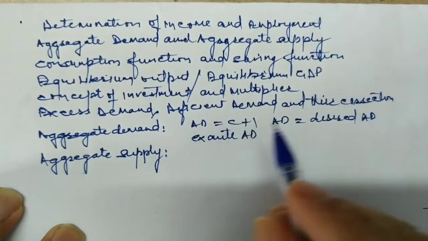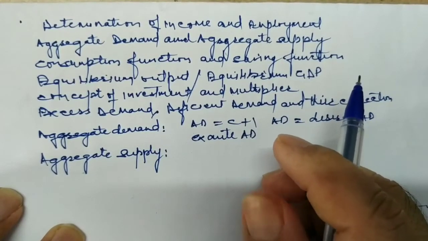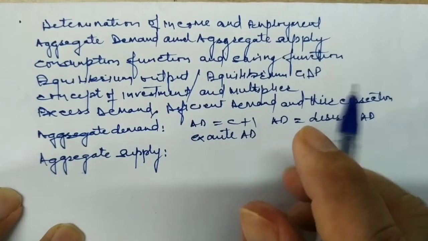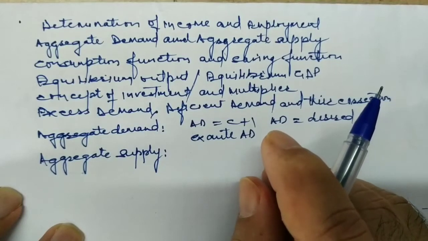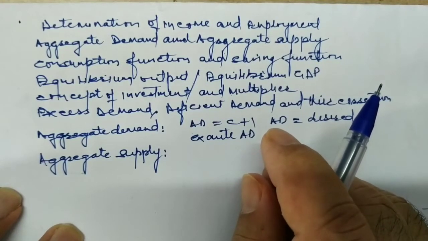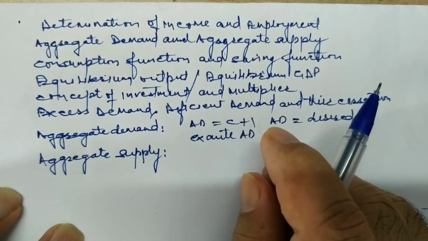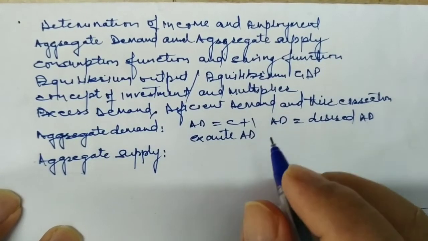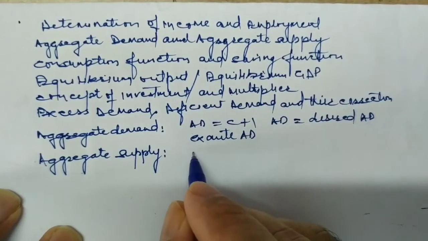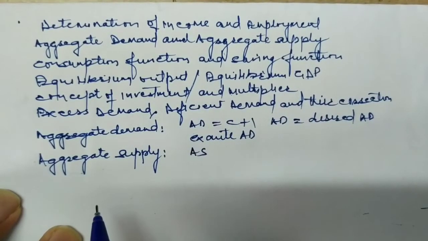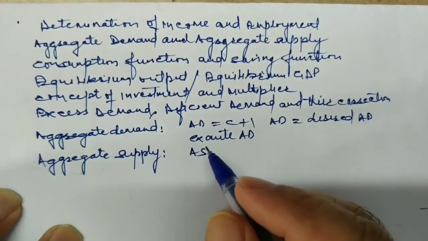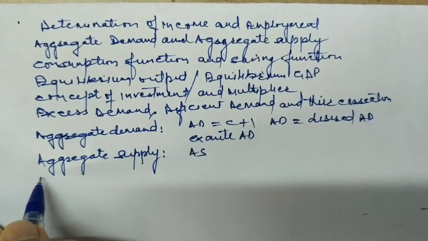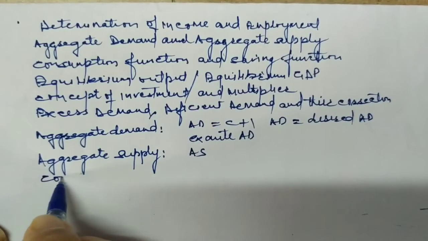So aggregate supply is the planned output of goods and services during a period of time. Generally this period of time is taken as 1 year. Now this is called AS, and now we are discussing consumption function.